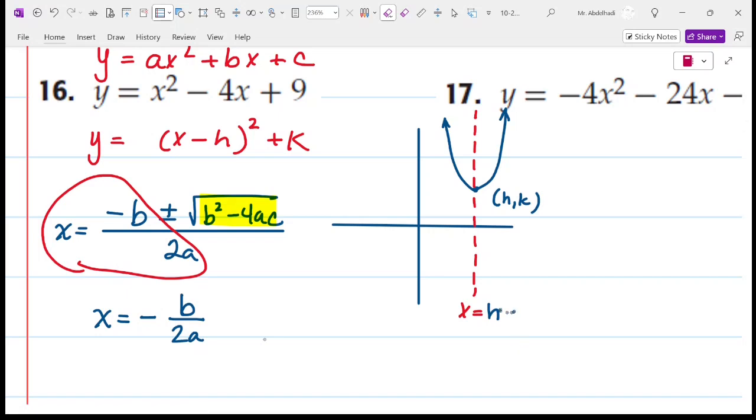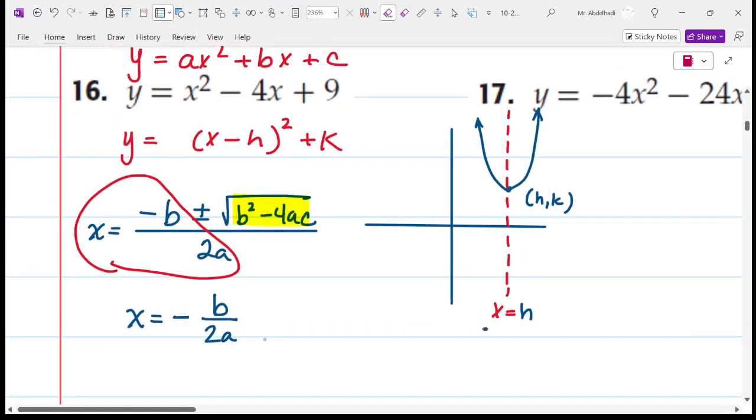Okay, so what's my b in number 16? It's negative 4. So x equals negative b over 2a. Negative, and then what's my b again? It's negative 4. So the b has its own negative. It's a separate negative. I don't want you guys to conflate those two. They're not the same one. And then you have times 2a. What's my a in this case? It's 1. So let's simplify that. That's negative negative 4, which is positive 4 over 2.